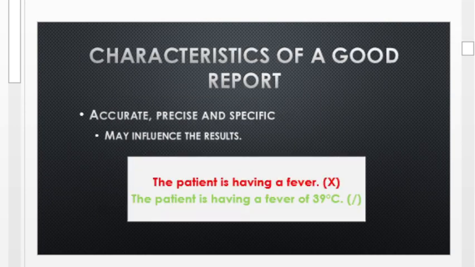And to know that you are writing a good report, you must remember that a good report involves accurate, precise, and specific information. Because these can influence the result, like what we have in the example here. If you look at those two examples, the one in green is very accurate. It's very precise because it includes the degree Celsius, and also very specific, telling that this particular person is having a fever because of this figure in degrees Celsius. Okay, and very accurate because we did point it out at the patient.